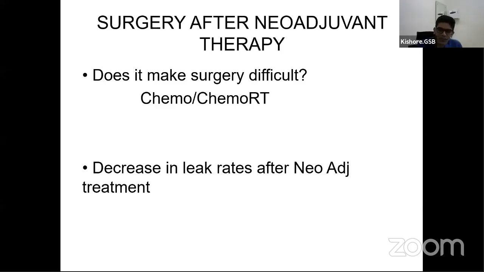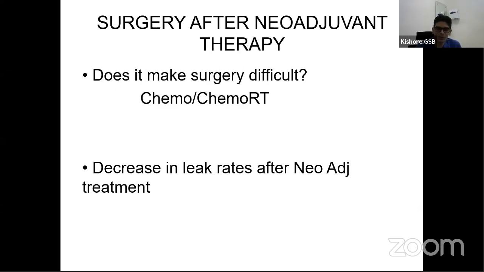I think the literature also quotes this. Most of the reviews, systematic reviews and meta-analyses show a tendency towards leak rates decreasing after neoadjuvant therapy. In fact, that is quoted as one of the advantages. But I really can't be sure if that is the only reason, or if it is because of fibrosis for other reasons. But whatever it is, the literature at least says that leak rates are lesser after neoadjuvant therapy, especially if radiotherapy is added.